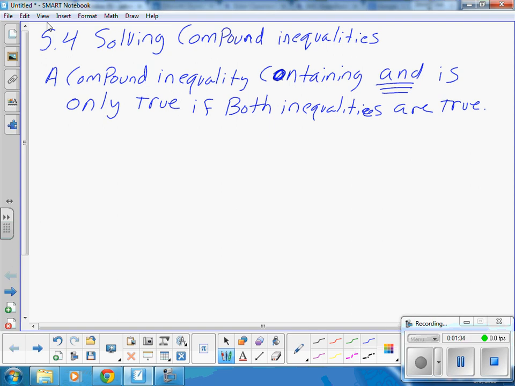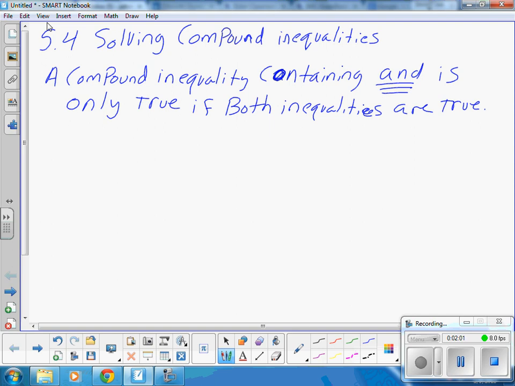Later, we'll have a compound inequality containing "or", which is true if one part is true. But when it has "and", both have to be true. To drive a car, you have to be, one, old enough, and two, have a driver's license. So both have to be true.